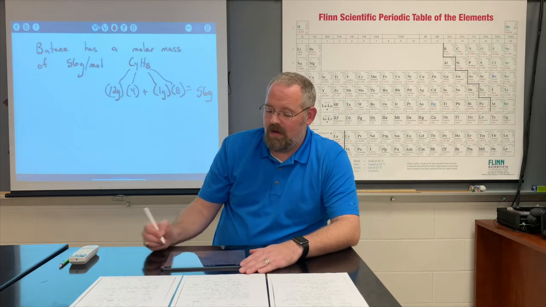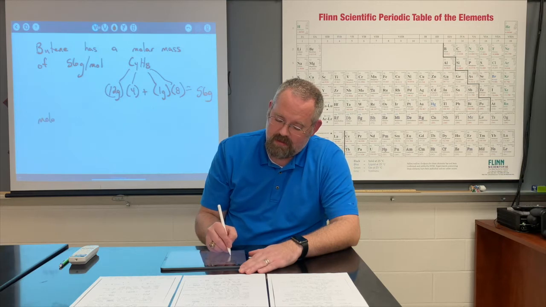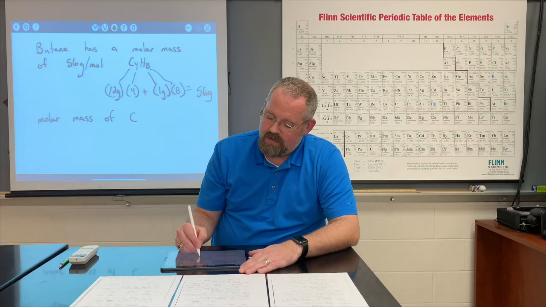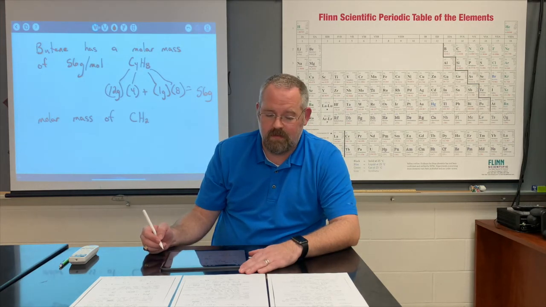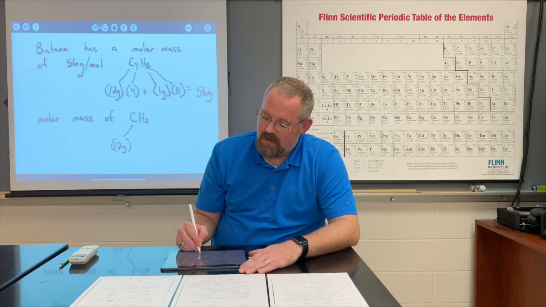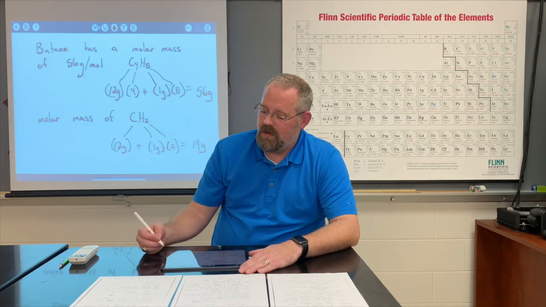Okay, now I can look at my molar mass of CH2, the empirical formula. That carbon again has 12 grams approximately. I'm going to add that to my hydrogen, which is 1 gram, and I've got 2 of those, so that gives me 14 grams. Well, look at this.